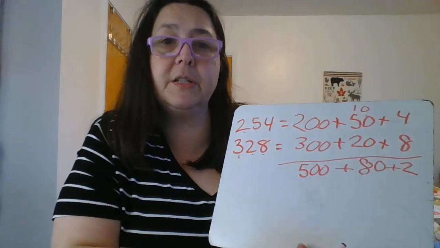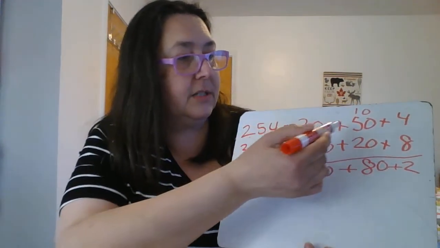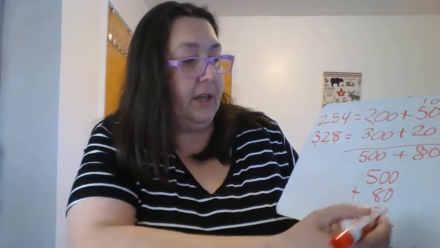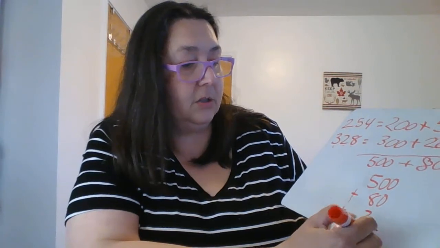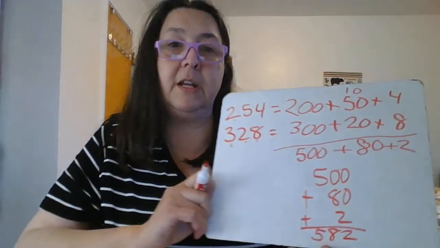So this is called expanded form because I've expanded these numbers out into the hundreds, tens, and ones. I'm not done yet. I have to put this all together. So I could do a new problem of 500 plus 80 plus 2 like this. I can stack them up like this. 2, 8, 5. So 582.